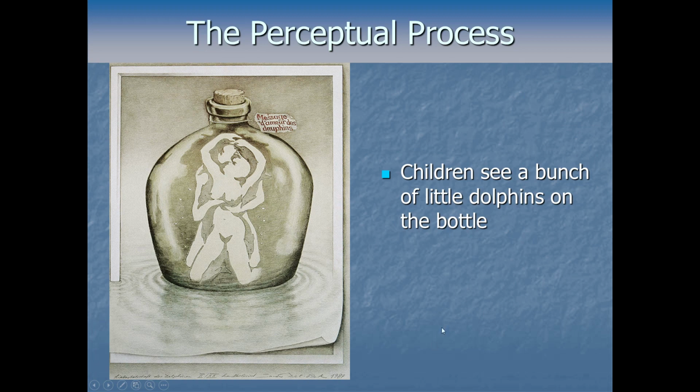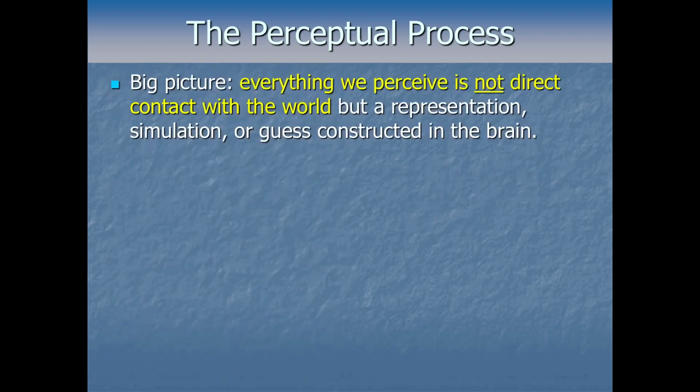And so what you maybe saw initially is different from what someone else will see. Because little children have maybe been exposed to different stimuli, they're more likely to pick up the dolphins in this image than something else. What we perceive, what our brain sees, depends on all the experiences and stimuli you've been exposed to in your life previously. So, big picture, the takeaway from this: everything we perceive is not direct contact with the world. We don't directly perceive the world. Rather, our perception, what we experience, what we see and hear, is actually a representation. You might even say a simulation or our brain's best guess, but it's constructed by the brain.